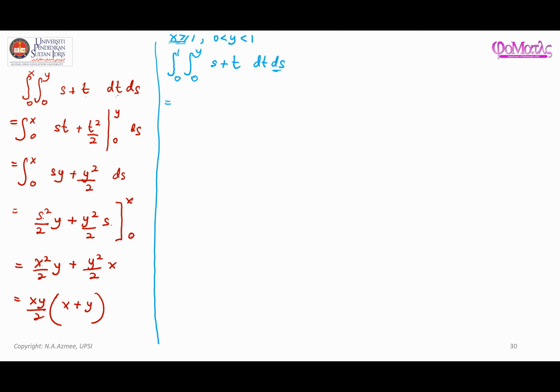Alright, so now what we're going to do is integrate that with respect to t. What we have is st plus t squared over 2, with limits 1 and 0. Yeah, and the limit is y and 0. Substitute y into t. So we have s times y plus y squared over 2. If you substitute 0 into that, the result is 0, so we don't need to do anything really.